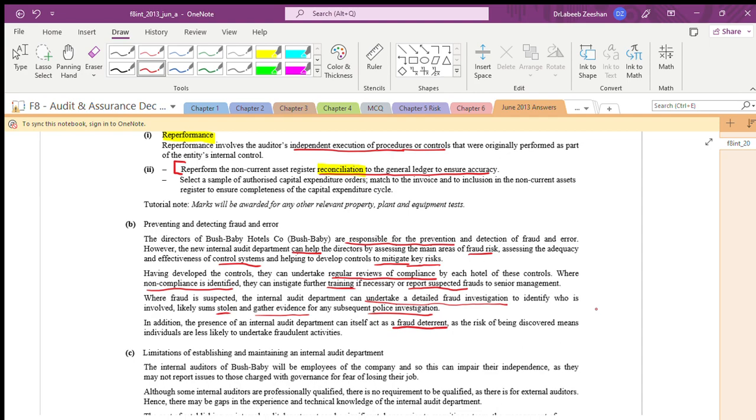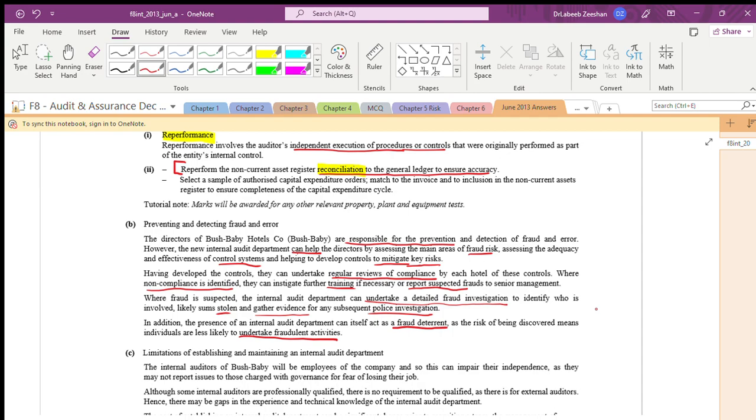What they say in addition is that once you have an internal audit, it is a deterrent. It is a fraud deterrent. If internal audit is there, people will be a little bit cautious, because whatever you are doing, somebody is watching us. That is what we call a fraud deterrent. People will be careful, as the risk of being discovered means individuals are less likely to undertake fraudulent activities.